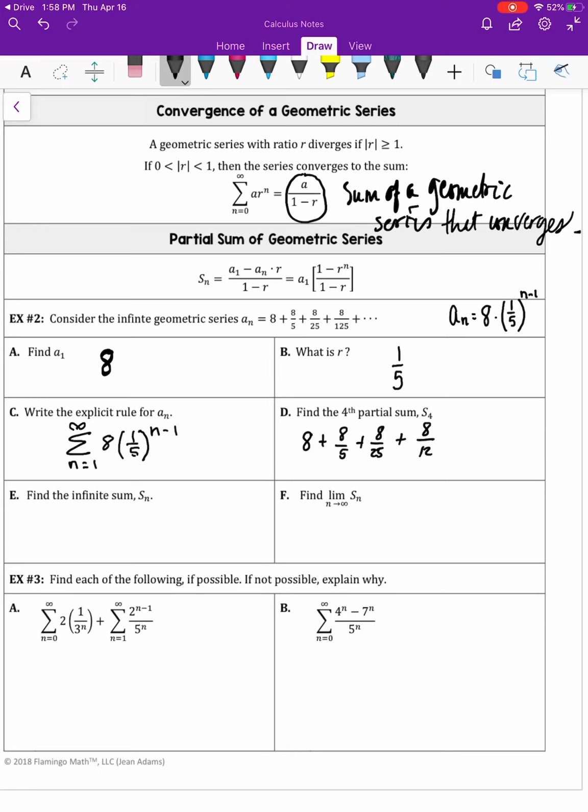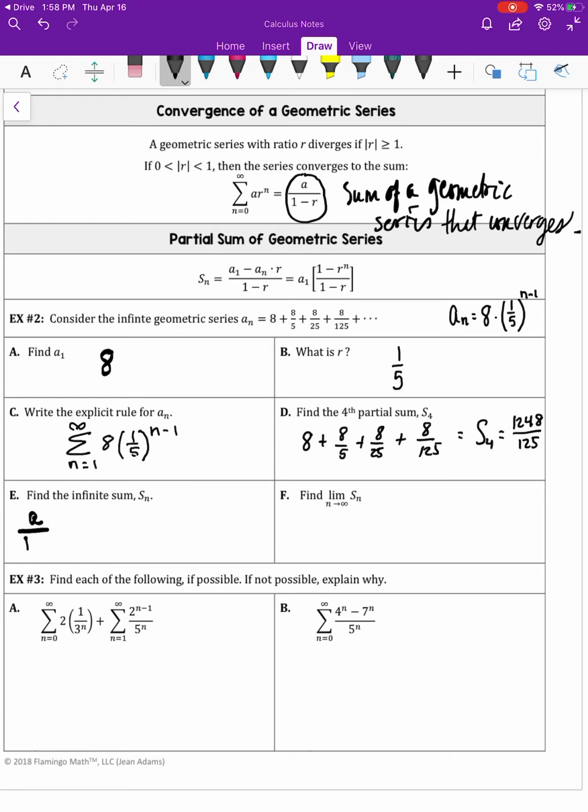Find the fourth partial sum, S sub 4. So our fourth partial sum is just going to be 8 plus 8 fifths plus 8 25ths plus 8 over 125. That would be your S sub 4. And if you added those up on your calculator, you would get 1248 over 125.